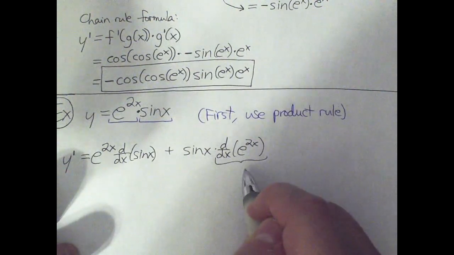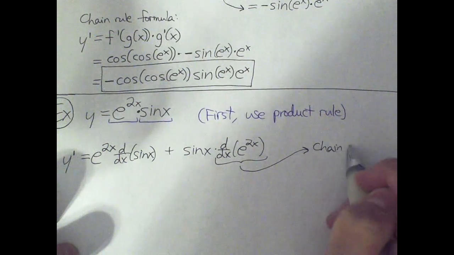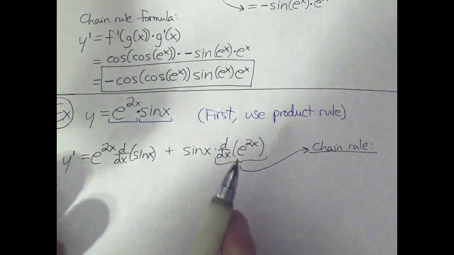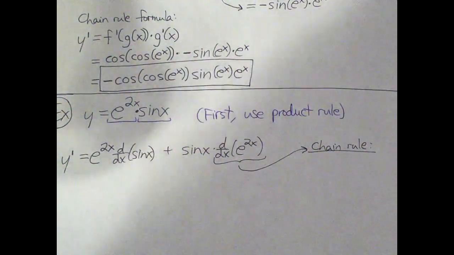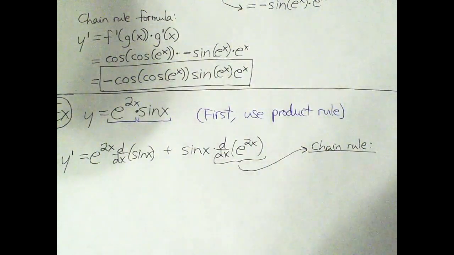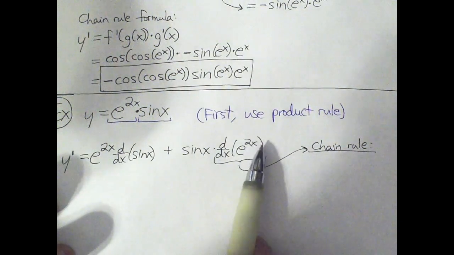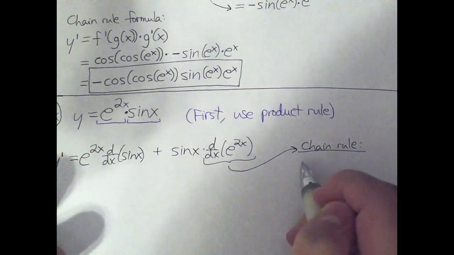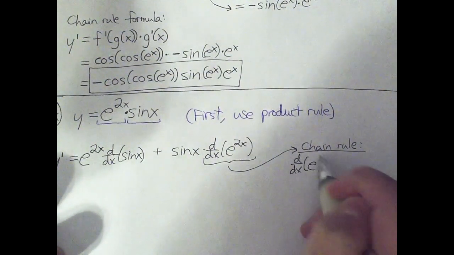Let's move this over here and say we're going to do the chain rule for this. Because it's e to the 2x. Now, we know how to do the derivative of e to the x. But when it's e to the 2x, there's more going on. It's just a function inside a function. The 2x is the inner function. So chain rule for this piece, just for dx of e to the 2x.